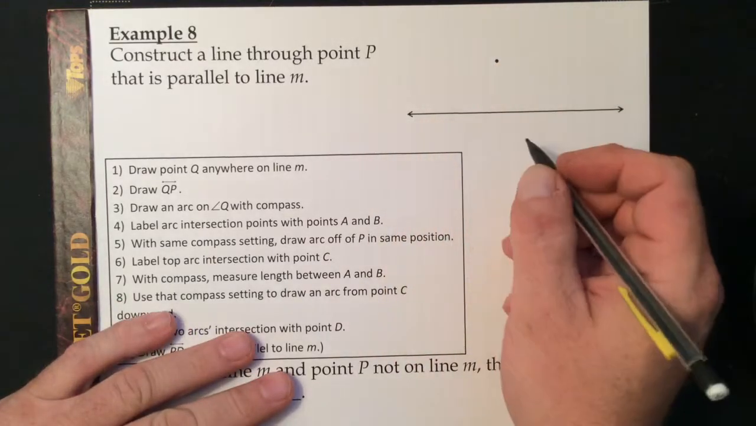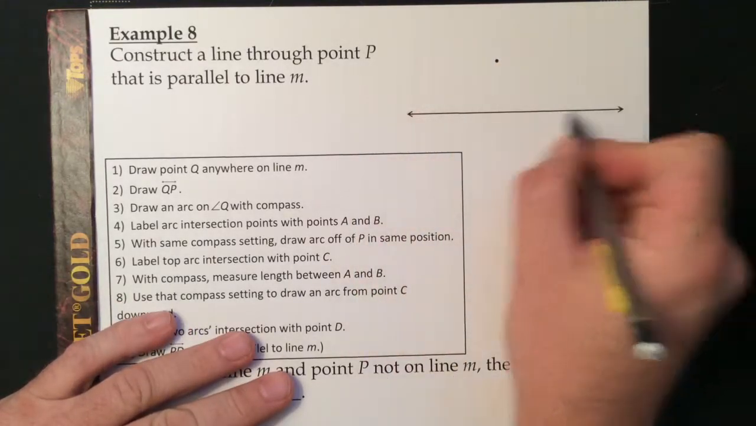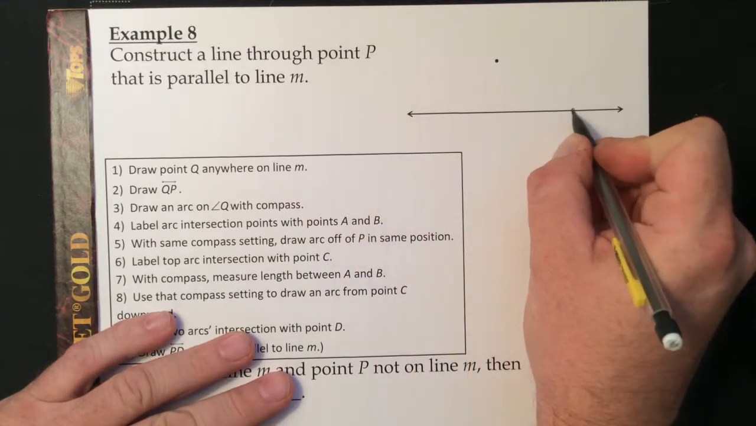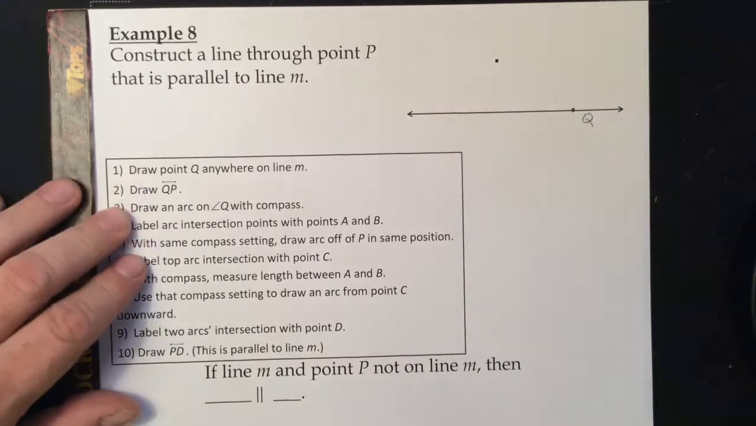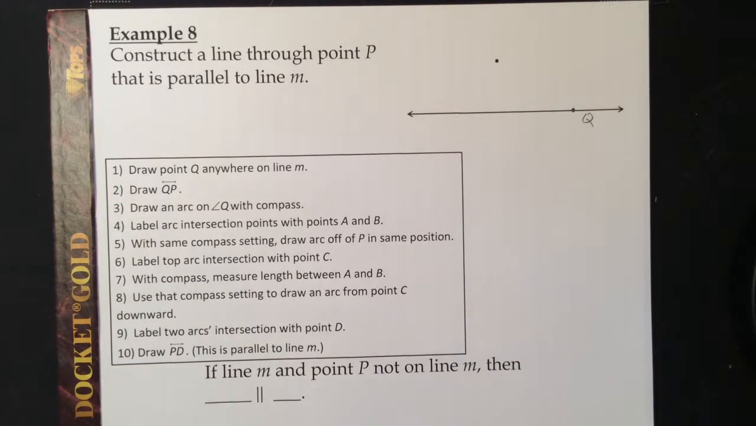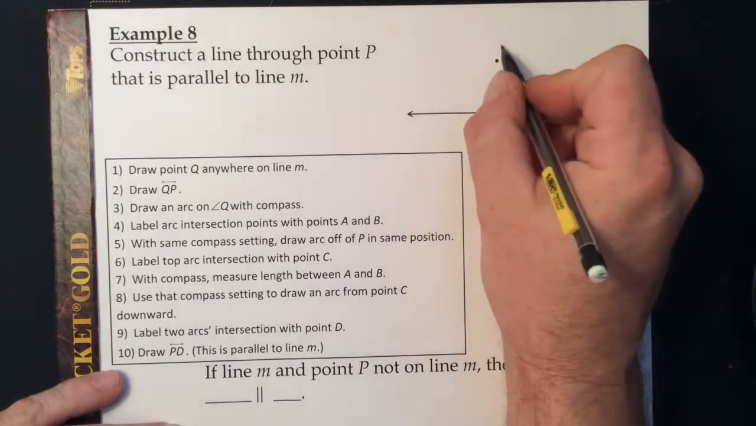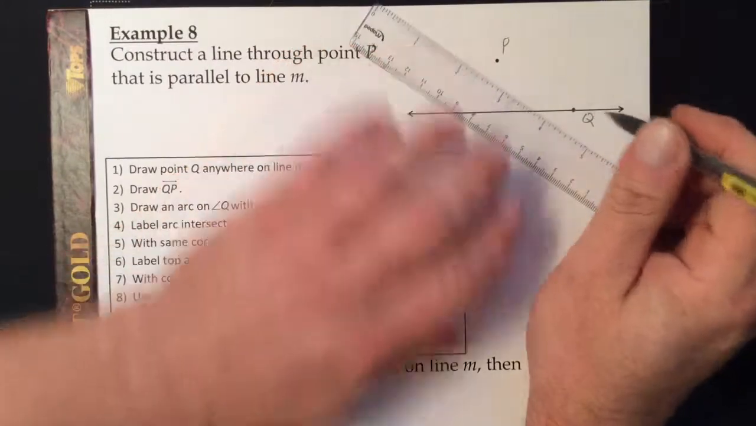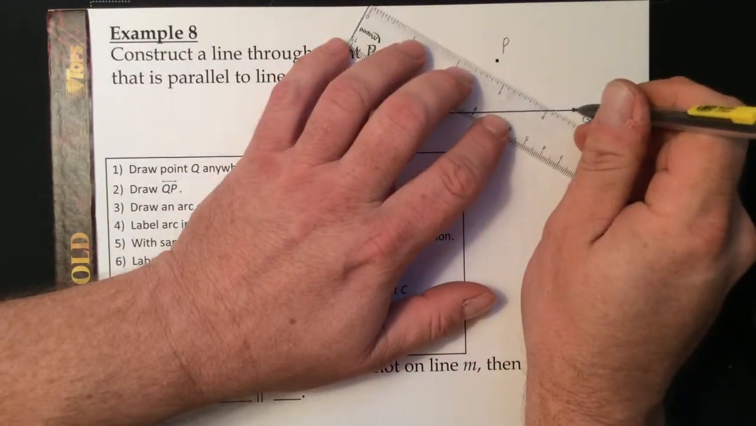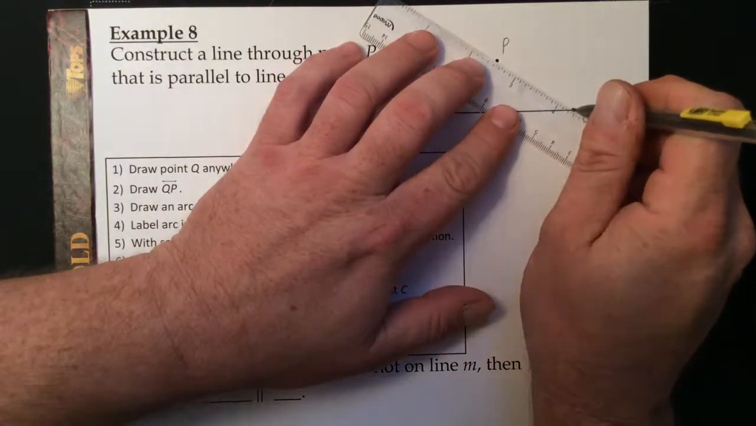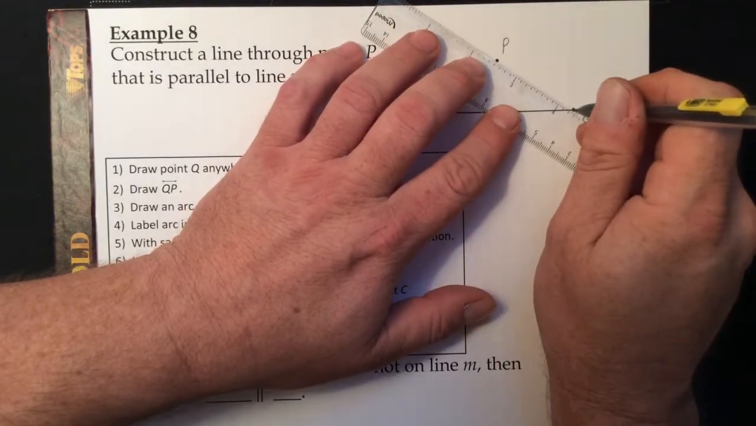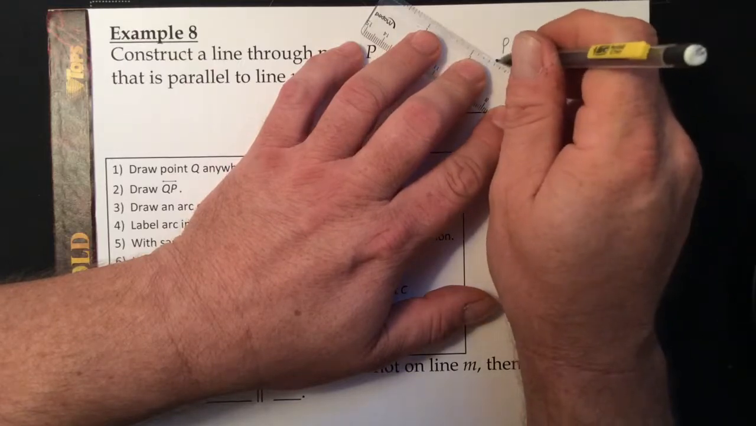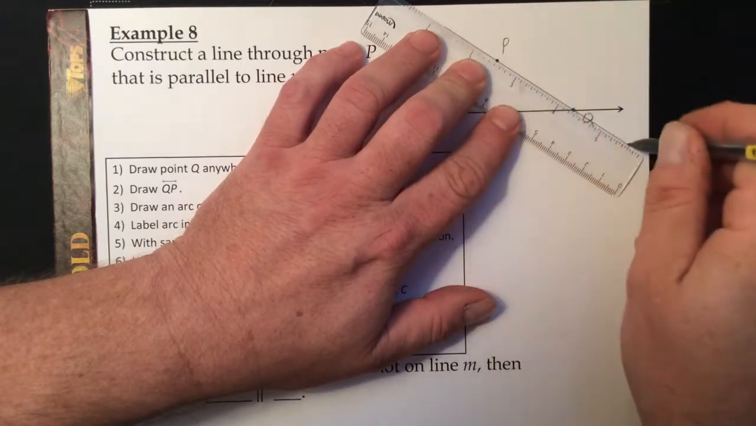So you've got a line and a point not on the line. You need a point on the line now. You put it anywhere you want to. I'm going to put mine right here, and I'm going to label it Q. Step 2, draw line QP. So take your straight edge, put P here. Very carefully, remember in constructions, you want to be as accurate as possible so that it comes out the way you planned it. So I'm going to draw a line PQ, nice and long.